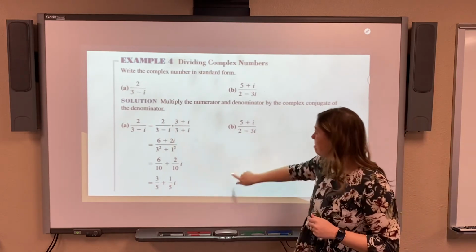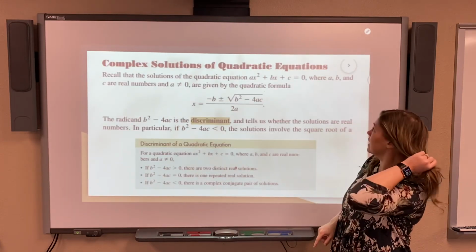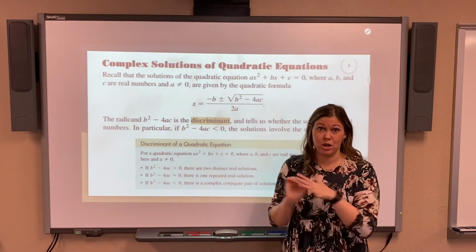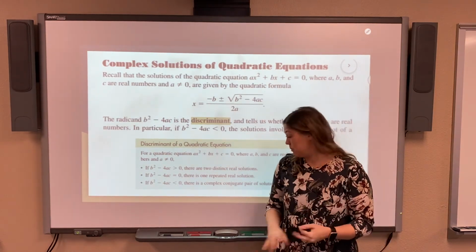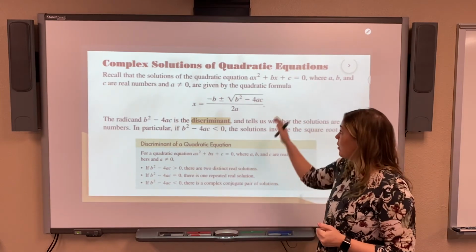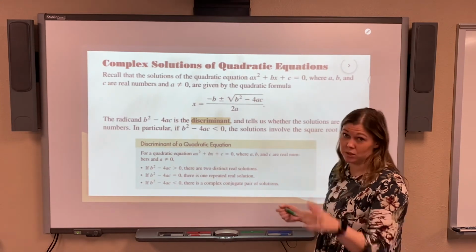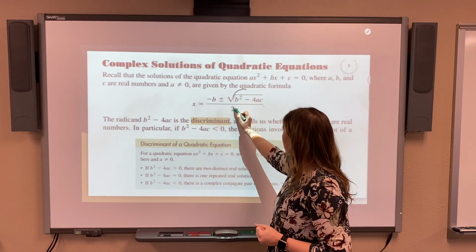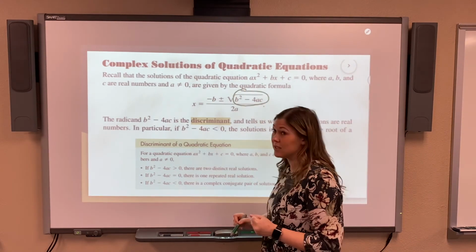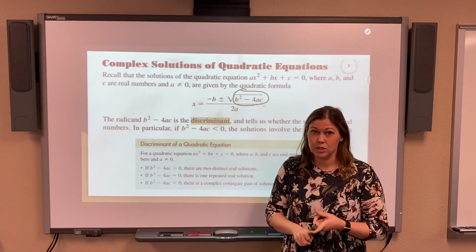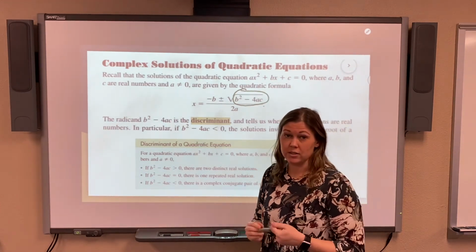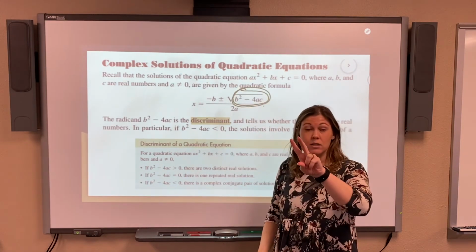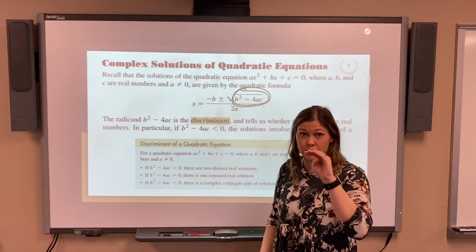Okay. Now let's talk about complex solutions of a quadratic equation. I could spend a whole day just talking about the discriminant and what that means. If you recall your quadratic formula, which we're going to use in a second, your discriminant is what is under your radical. And that tells us if you're going to have 2 solutions, and remember solutions are x-intercepts. So this will tell us if you have 2 solutions, 1 solution, or no solution.